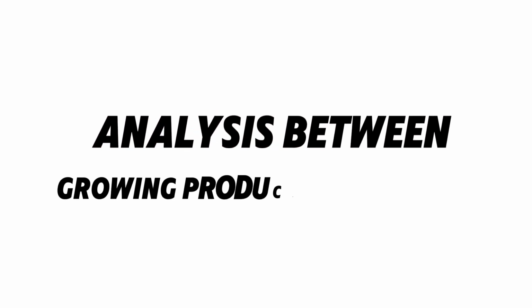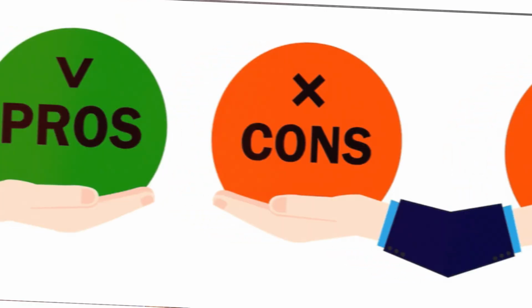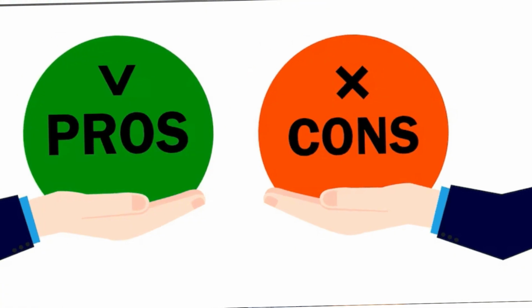So today we are going to do the analysis between the growing products and mature products on Amazon. What are the pros and cons of those products which are mature enough? What are the pros and cons of those products which are growing, and what should be our approach to handle these products?